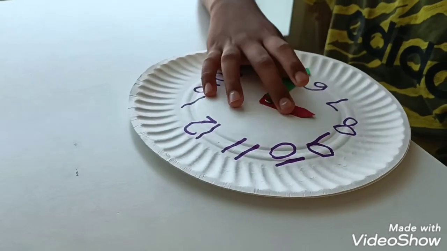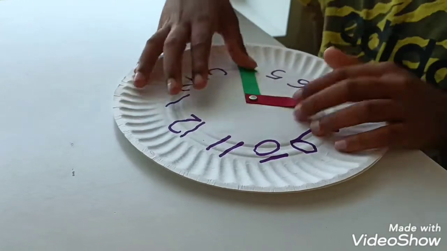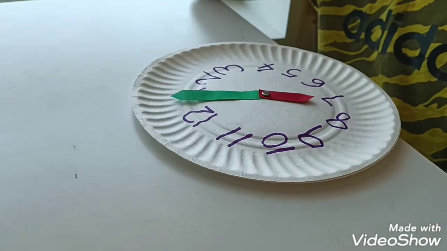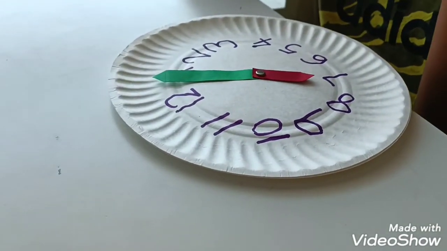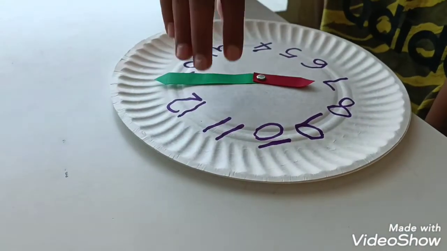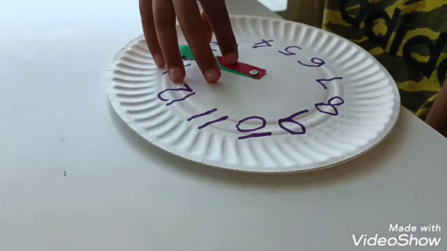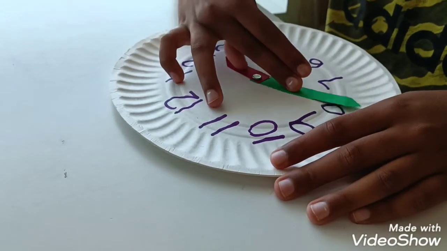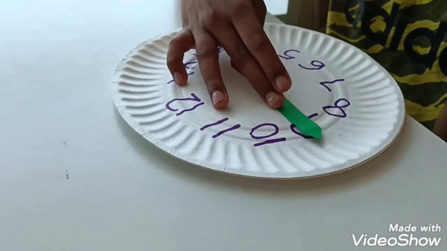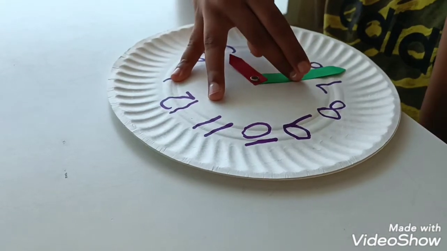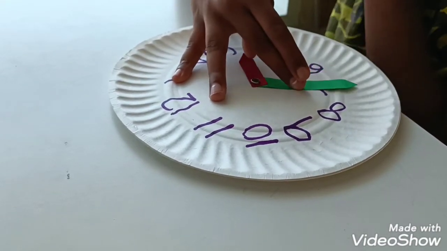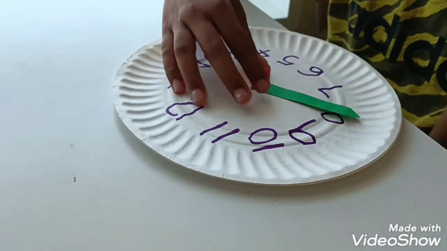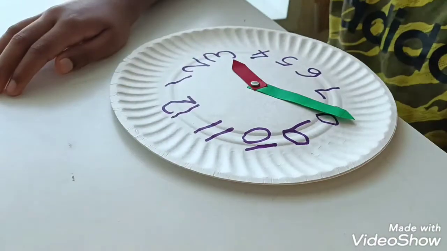7:05. Yes. What time is it? 7:05. Make 3:40. Use both hands. Where is 40? 3:40. Yes, make it 3. 3:40. What time is it?